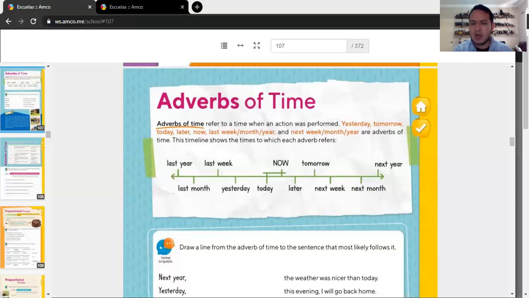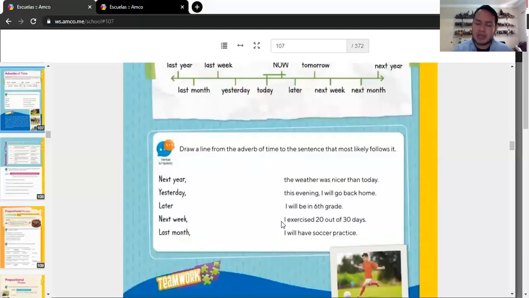Using this information, we can go down here and we have to draw lines that connect the adverb of time to the sentence that most likely makes sense with it. For example, on the left we have next year, yesterday, later, next week, last month. And then on the right, we have: the weather was nicer than today. This evening, I will go back home. I will be in sixth grade. I exercise 20 out of 30 days. I will have soccer practice.